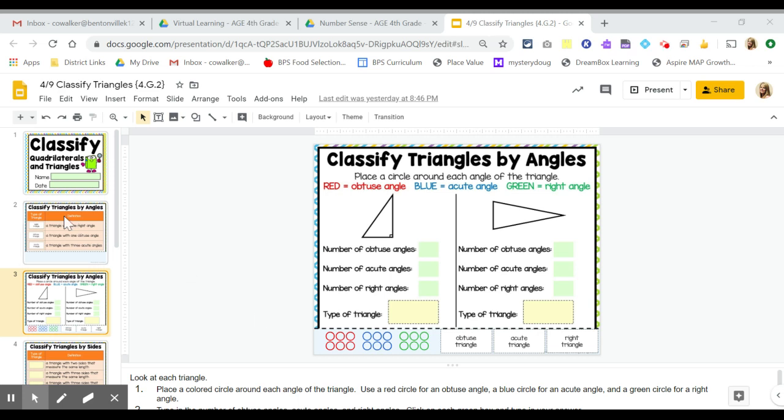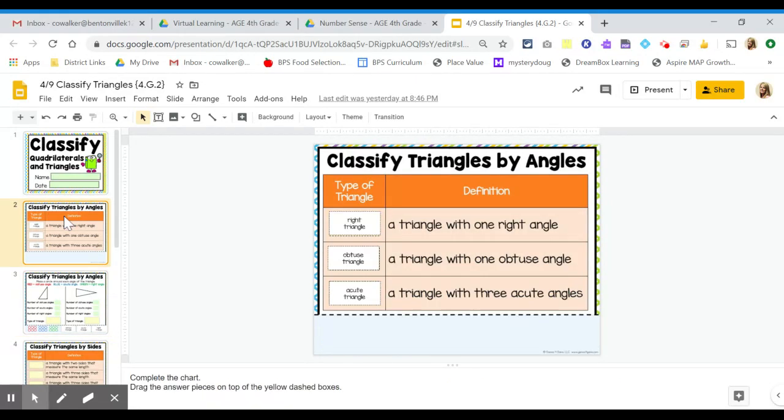So we're going to review what you did on Tuesday, which is we talked about classifying a triangle, which you can do with the angles that you see. If there's one right angle in that shape, then you have a right triangle. If there's one obtuse angle, you have an obtuse triangle.